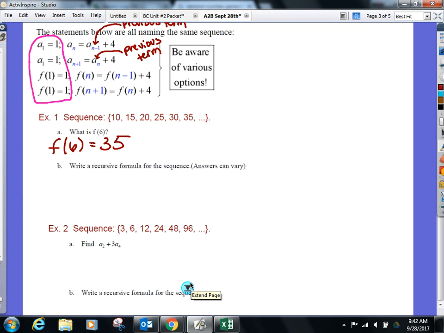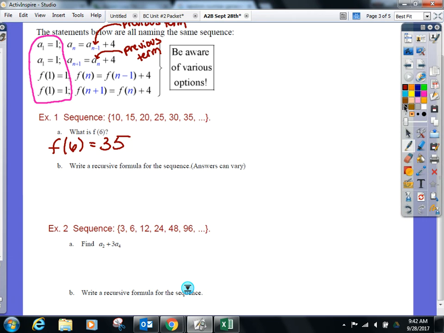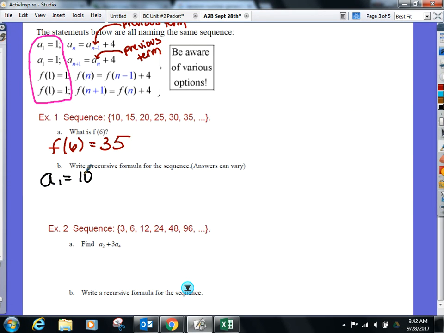Write a recursive formula for this sequence. So the first thing you guys need to give me is the first term. A recursive formula always has the first term accompanied with it. So the first term up here, 10. So I need to know what the first term is.